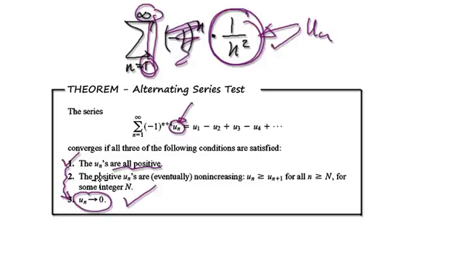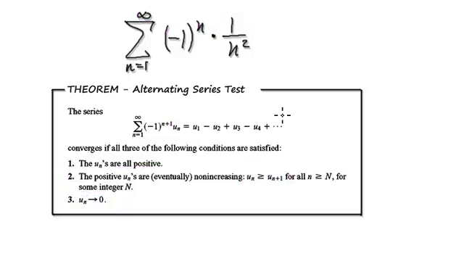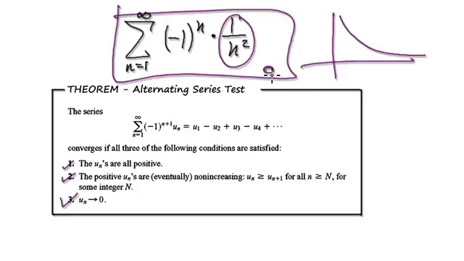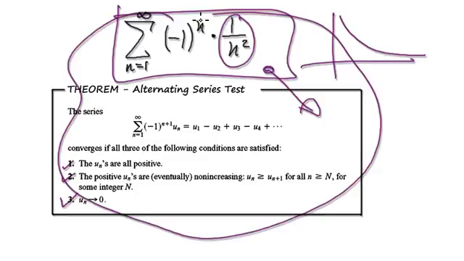So this is good. And then make sure that the next term is always less than or equal to the current term, meaning it's non-increasing. Well, looking at this, it's always non-increasing. So all three conditions have been satisfied. Therefore, we can conclude that this will converge. And we've done this many times in the past, so you should already know this.